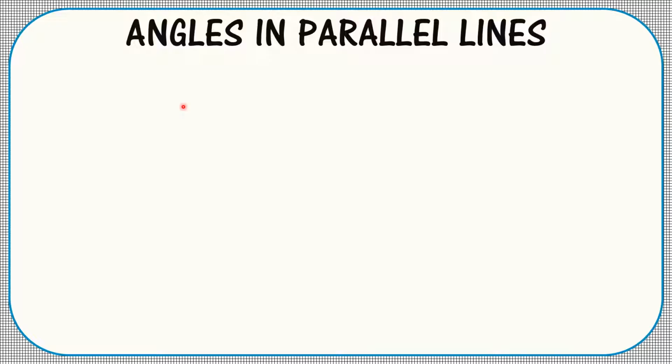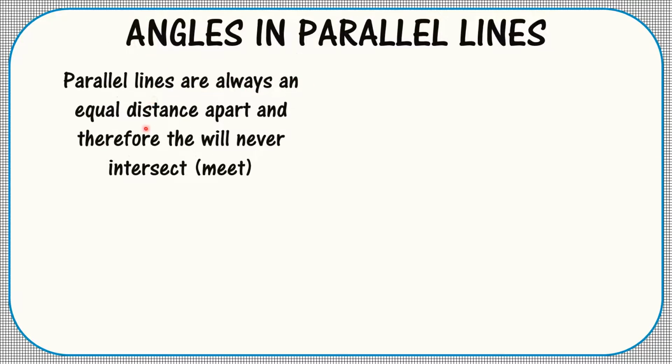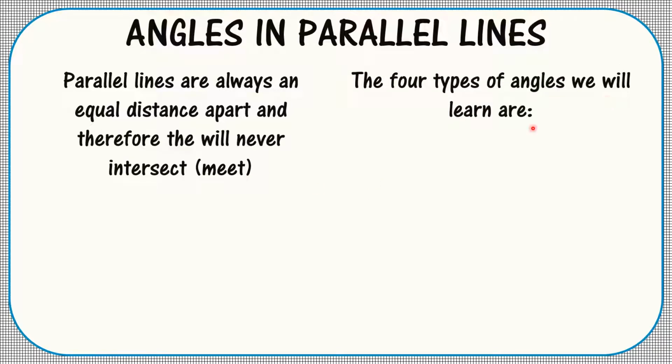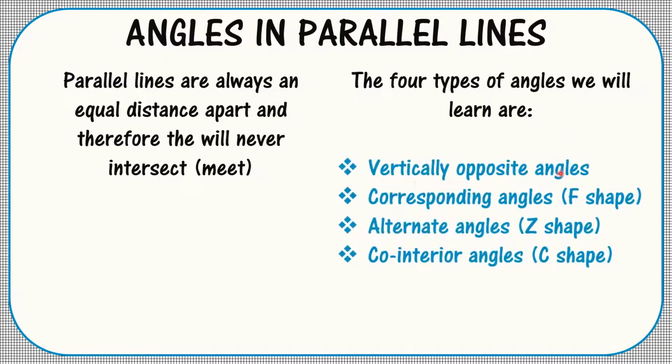Angles in parallel lines. Parallel lines are always an equal distance apart and therefore will never intersect, i.e. they will never meet. The four types of angles which we will learn are vertically opposite angles, corresponding angles which make a F shape, alternate angles which make a Z shape, and co-interior angles which make a C shape.